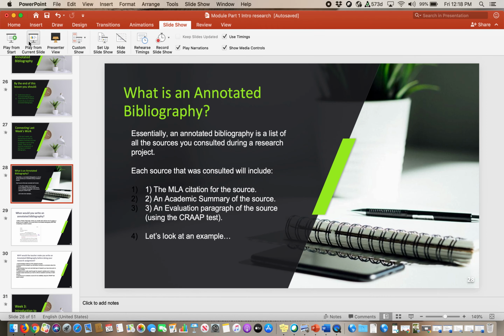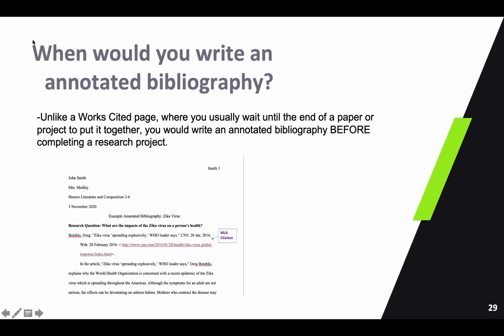So, when would you write an annotated bibliography? Unlike a works cited page where you usually wait until the end of a paper or a project to put it together, you would actually write an annotated bibliography before completing a research project. For many students, this is completely foreign because they're used to doing a works cited as kind of the finishing touch of a paper, the final part. This is actually step 1 in a research paper. It is the evidence of your research before going forward to write a paper or do a project.